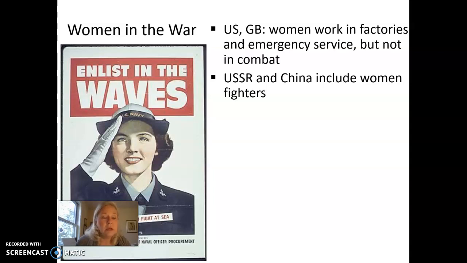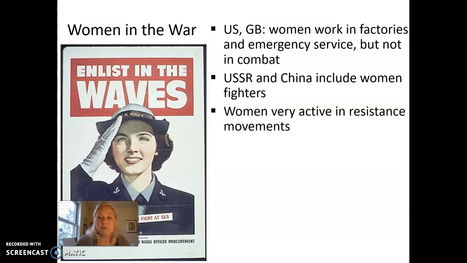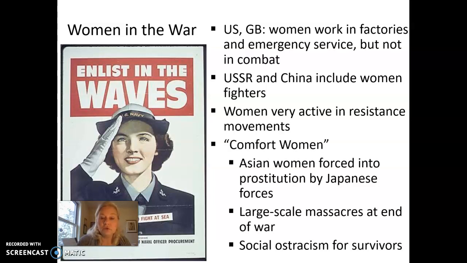You can see this in the Battle of Stalingrad. There are examples of some very brave women in that battle. They, of course, were very active in resistance movements, like I spoke about earlier, gathering intelligence one way or another and helping to inform the military of troop movements. Sadly, there was something called comfort women. This happened in Korea and China. These were Asian women that were forced into prostitution by Japanese forces.